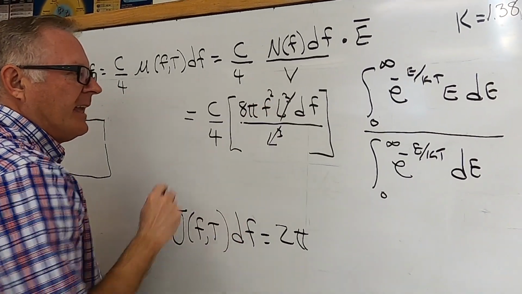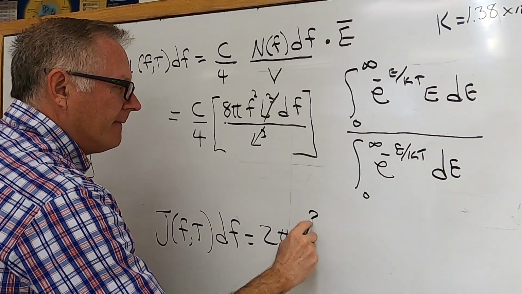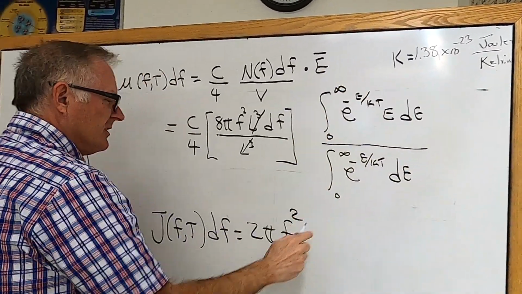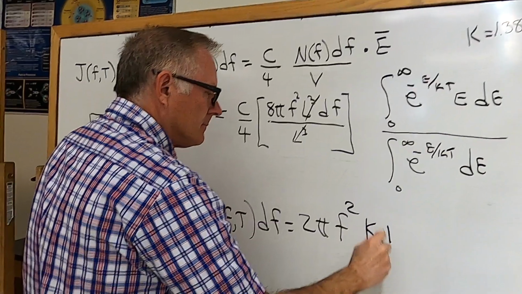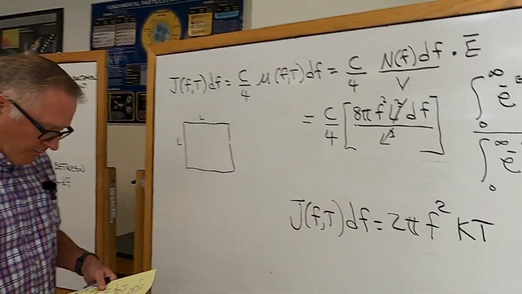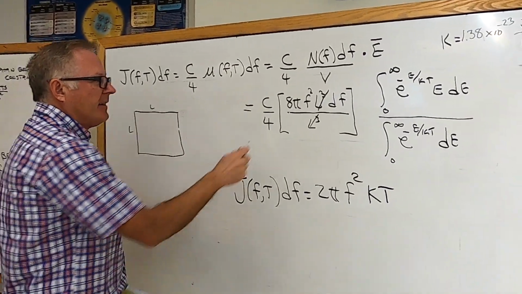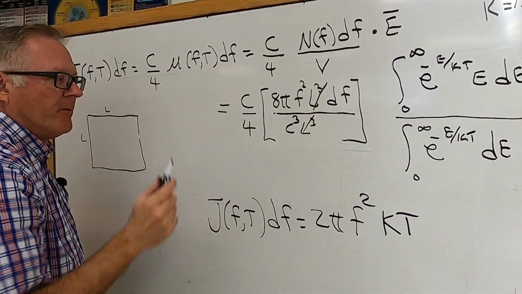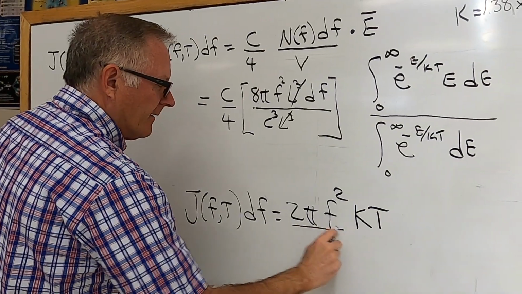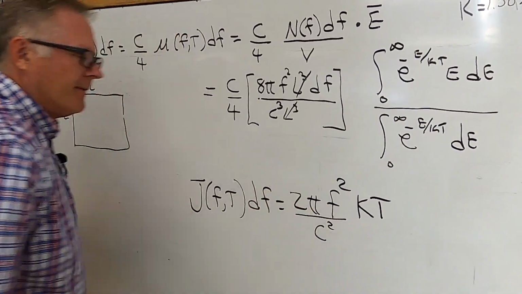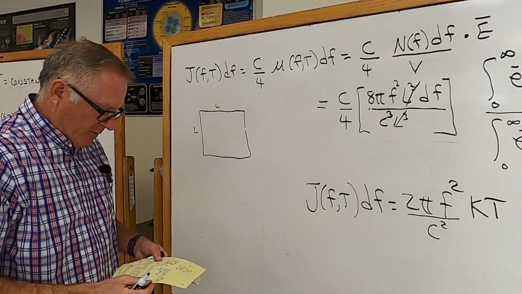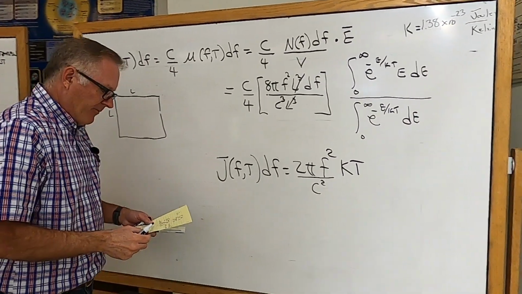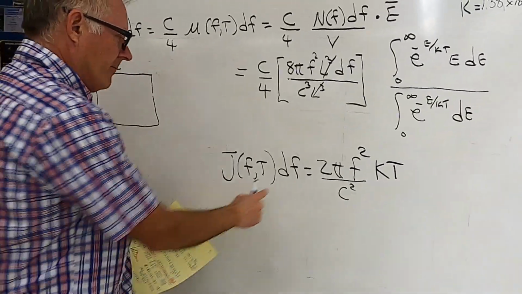L cubes canceled out. We got an f squared. We get a k. This whole thing was just kt. And I forgot, there was a c cubed down in here. There was a c cubed from the previous board. So that's a c squared. 2 pi, just wanted to make sure right there. It's 2 pi kt f squared df.